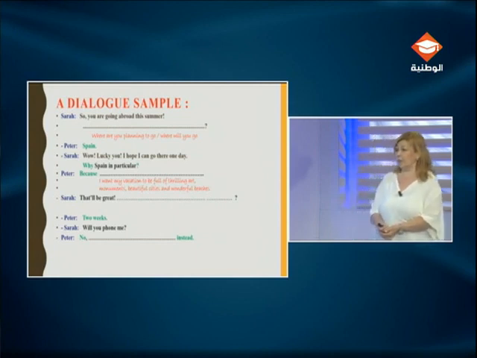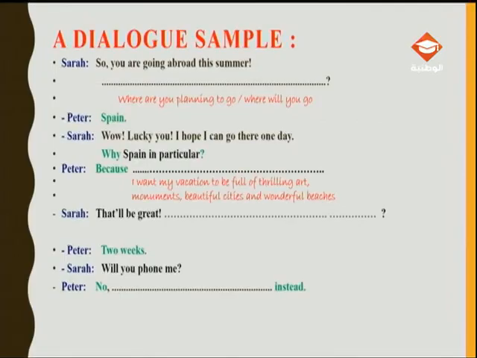And she asks a new question, to which Peter answers, "Two weeks." What about two weeks? This is the period of time he intends to spend in Spain. So we have to find a question that corresponds to this answer. It's about duration. We need a WH question about duration. It's how long? How long are you staying there? Or how long will you stay there? And the answer is two weeks.